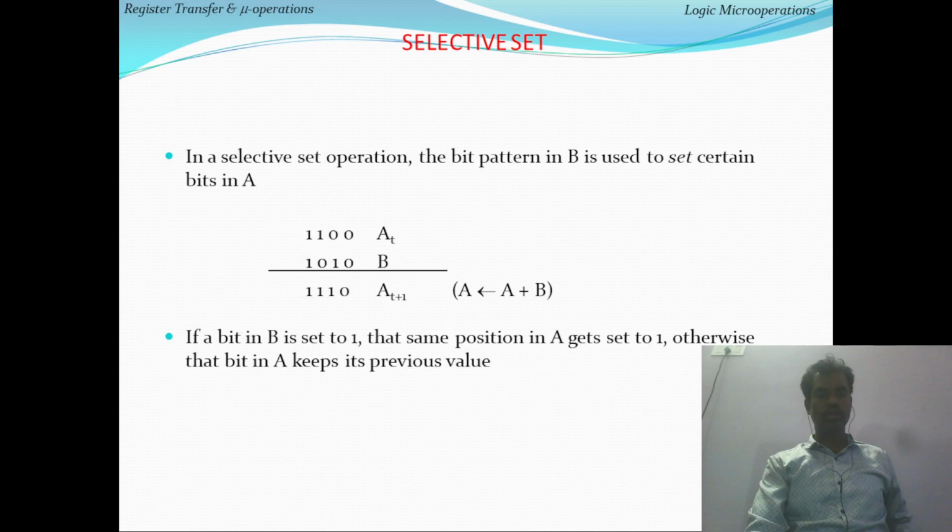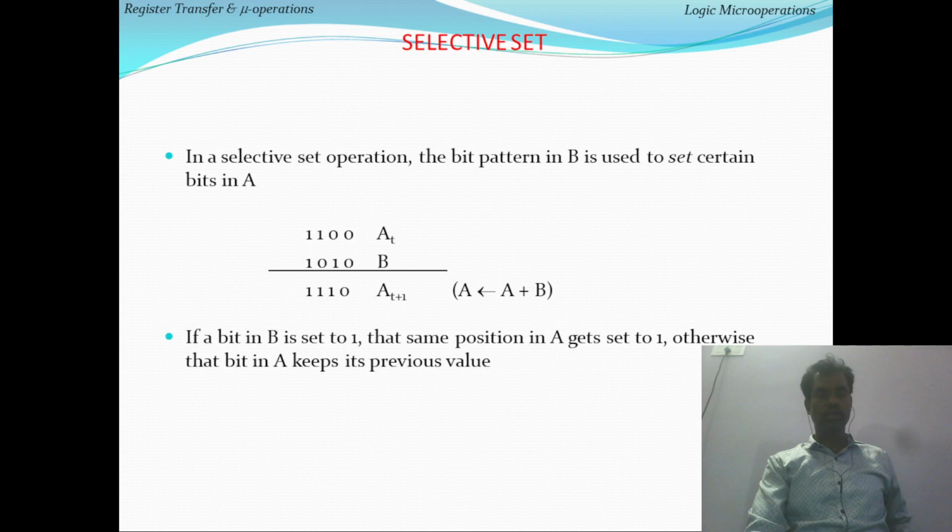These are some logical operations, like selective set. Here the concept of masking comes in. If you want to perform an operation on a particular bit, the second operand has to be fixed. For example, for a selective set operation, you want to set a particular bit in a register.